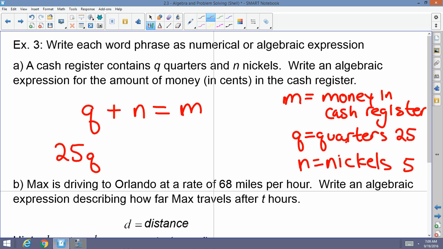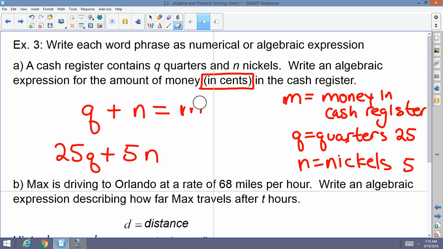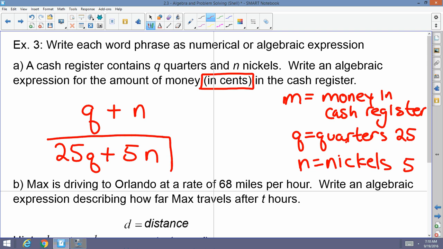You may be thinking, why don't you write it as 0.25? Because they already established that this is going to be in cents, okay? Plus 5 cents for every nickel, okay? That's going to be the amount of money in the cash register. In this particular case, we didn't really need to say equals M, but I wanted to give you a visual of how it worked. So M, like I said, is not necessary here because they're just looking for an expression, and the expression would be 25 cents for every quarter plus 5 cents for every nickel, hence 25Q plus 5N.